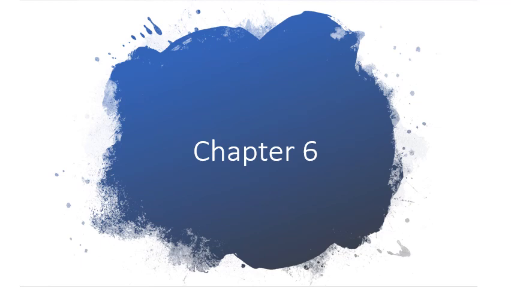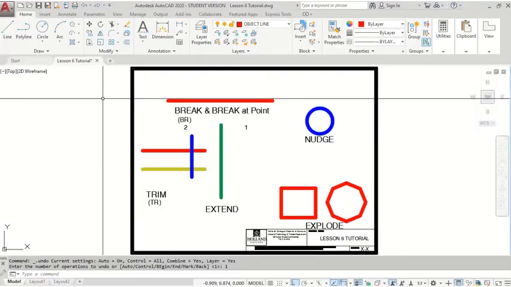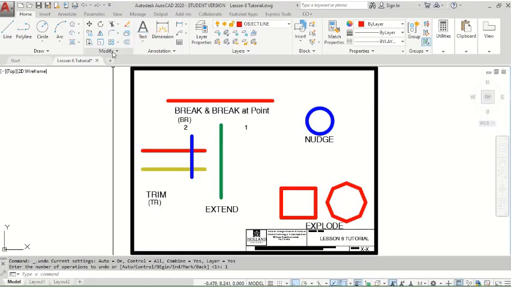This is the tutorial for Chapter 6 in your Beginning AutoCAD workbook. Okay, so for Chapter number 6, we're going to work with some commands from our Modify panel. So we're going to be learning about break, trim, extend, move, and explode. So let's start with break.